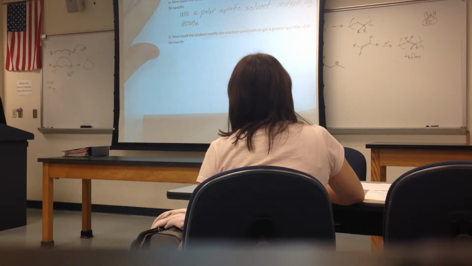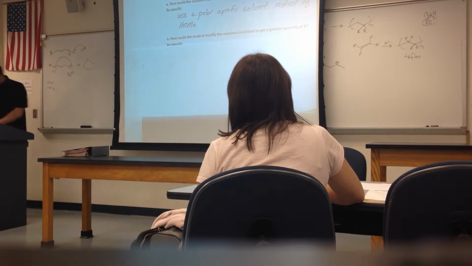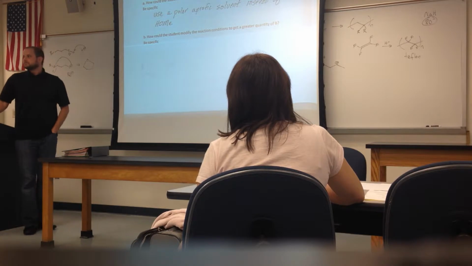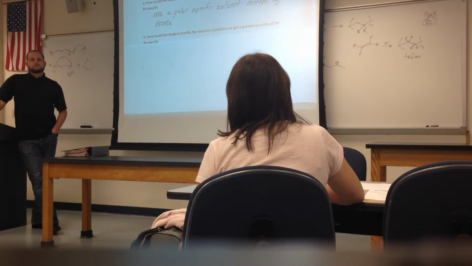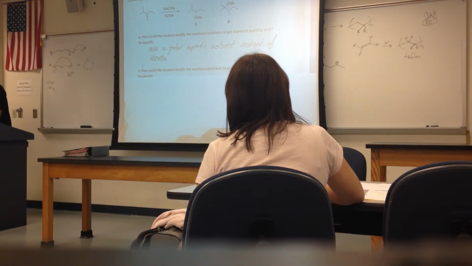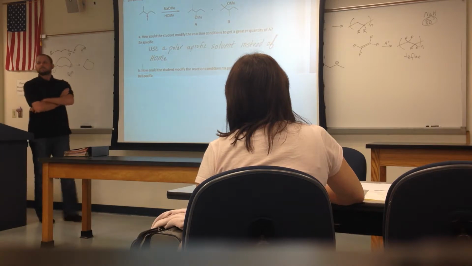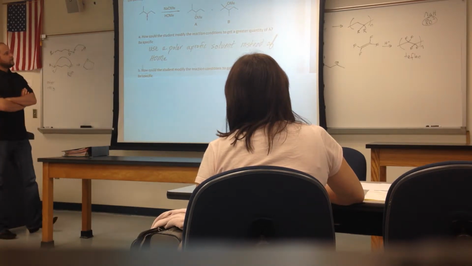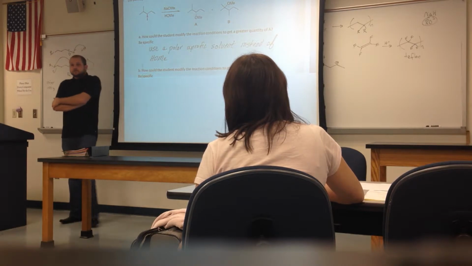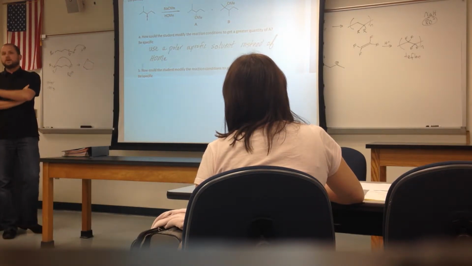Okay, part B says, how could they modify it to only, or not to only get, but to increase the quantity of B? You need to see the reaction again? How can we get more B? Yeah, remove the sodium methoxide from it, right? Remove the strong nucleophile. Run a pure solvolysis reaction.